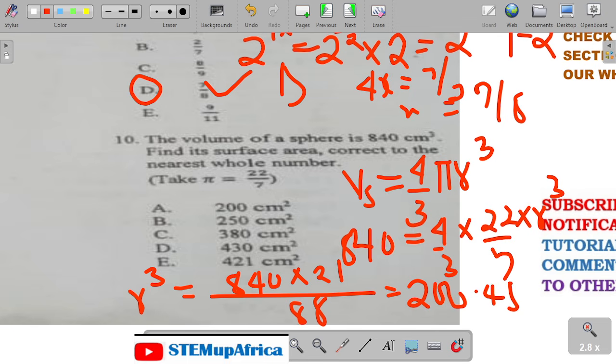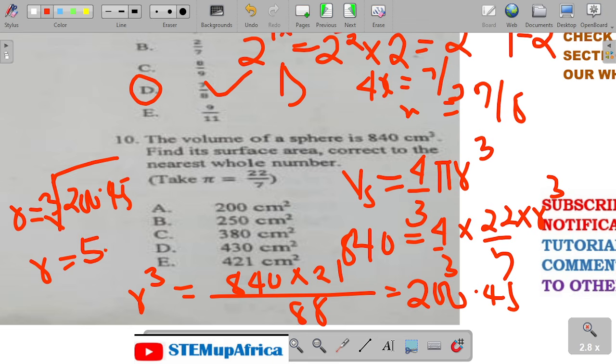What are we having? If I divide, 840 times 21 divided by 88, that will give us 200.45. So the radius now becomes the cube root of 200.45. So the cube root of 200.45 will give us 5.85. Then the area is simply 4 pi r squared. So I will square the value, 5.85 squared times 22 times 4 divided by 7. We are going to have 430.58, which is approximately 430. 10 is D.